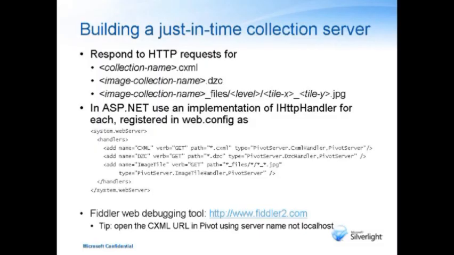So if you were going to do this in ASP.NET, you'd create an implementation of IHttpHandler for each of these types of things and register them in your web.config as follows. And you can see that under each of these handlers, it adds one that handles GET requests for CXML and sends it to this particular class in this particular assembly, the CXML handler in the Pivot server assembly. Similarly for DZC, and then lastly for image tile requests, and you can see the path is again of the format star underscore files slash star slash star dot JPEG. So any request that the server gets that follows these patterns in the URL, it'll send to these particular handlers.